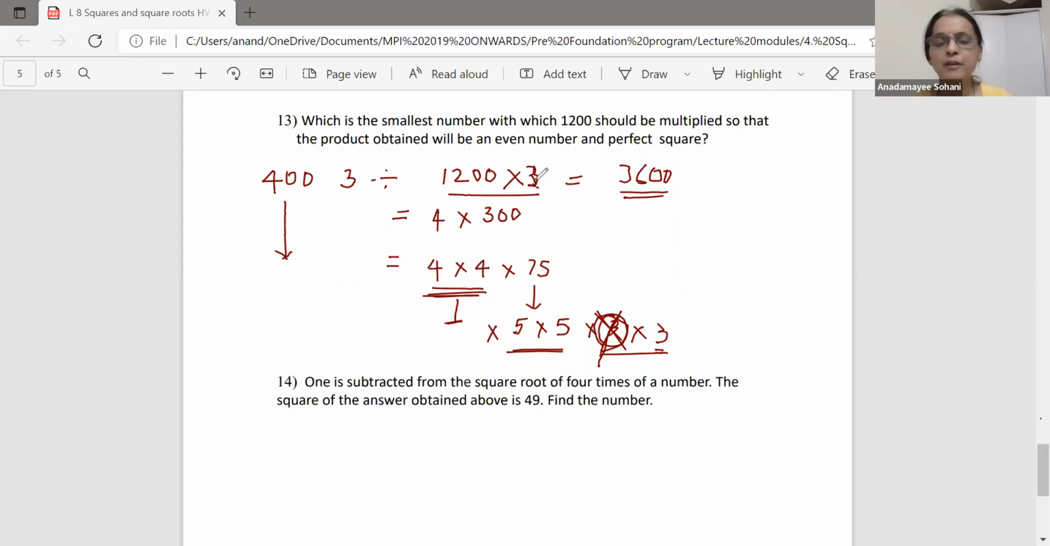So a non-square number can be multiplied by the unpaired factor to get the higher closest square number, or it can be divided by the unpaired factor to get the lower closest square number, and we can convert a non-square number to a square. Understood? So our answer over here will be 3.